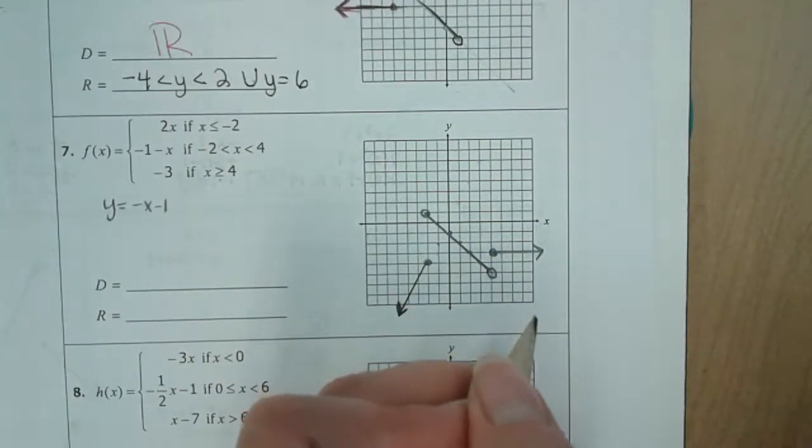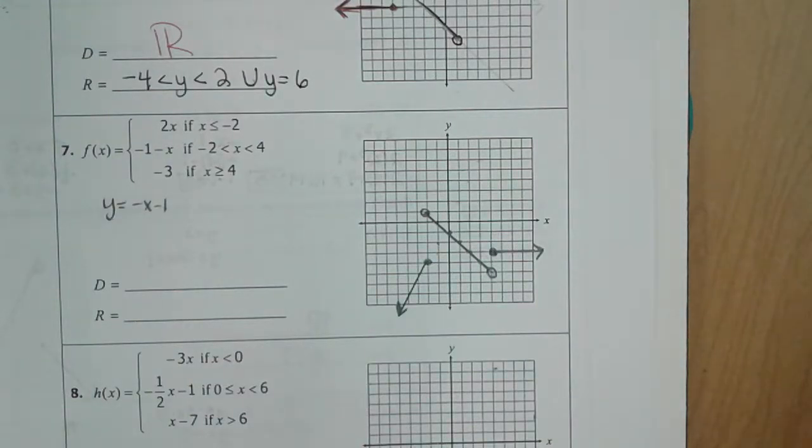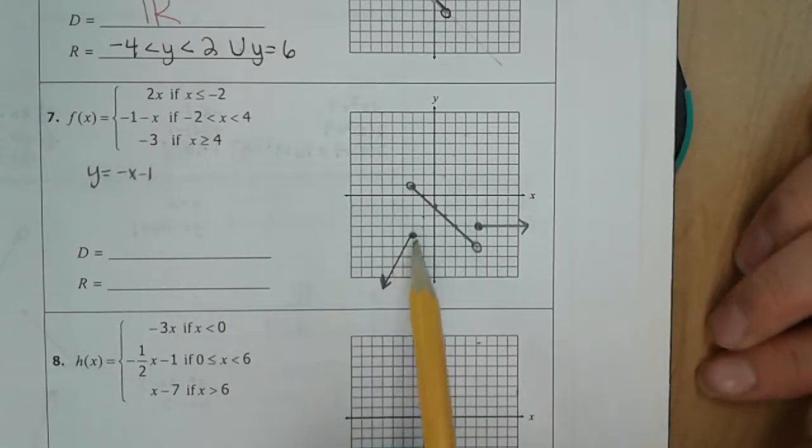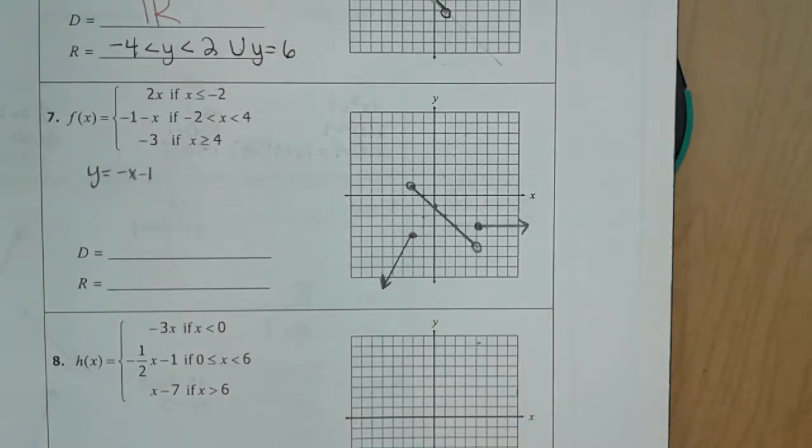And that's equal to, right? Yep. So this is what our piecewise function looks like. We have three pieces. This one, and this one. Let's check our domain and range.